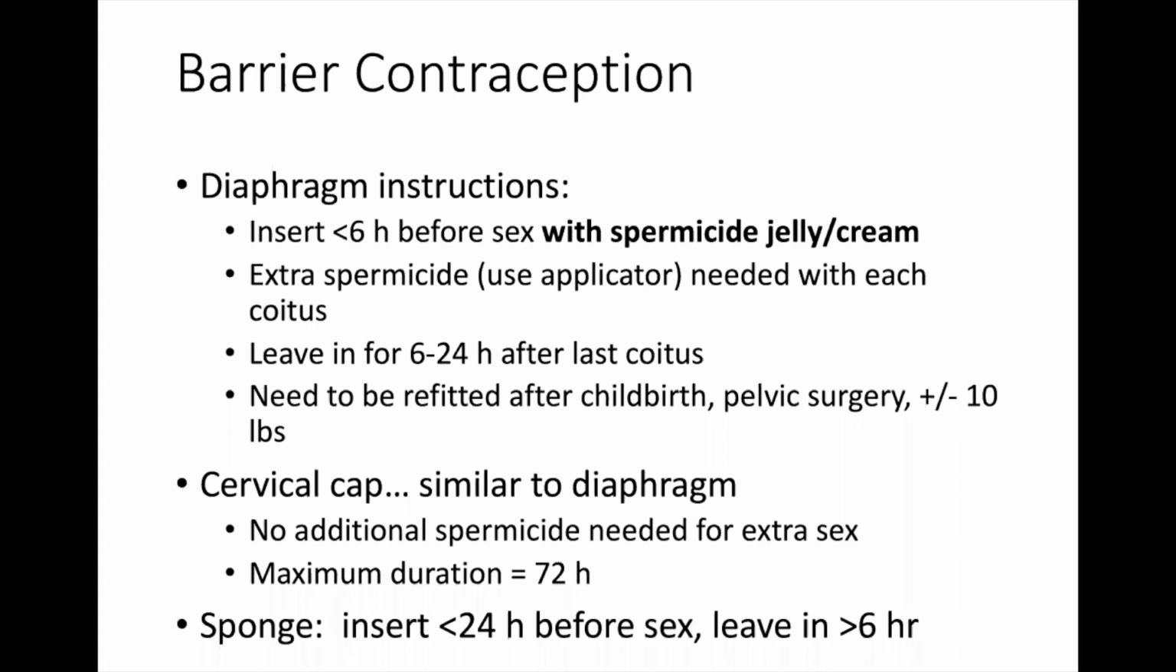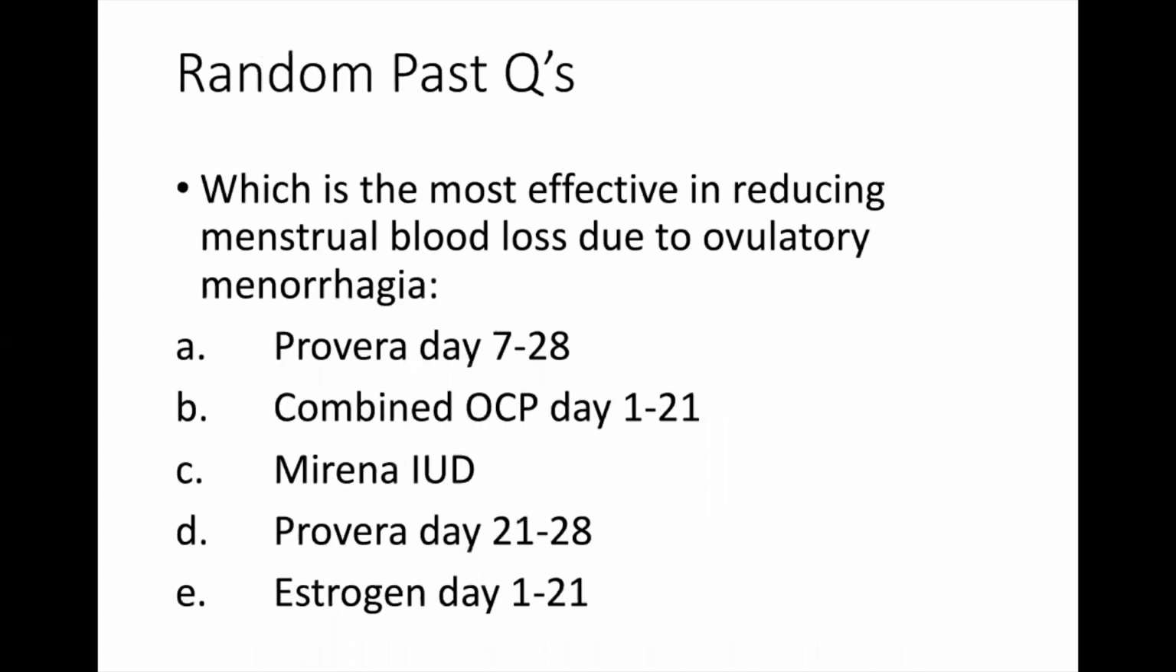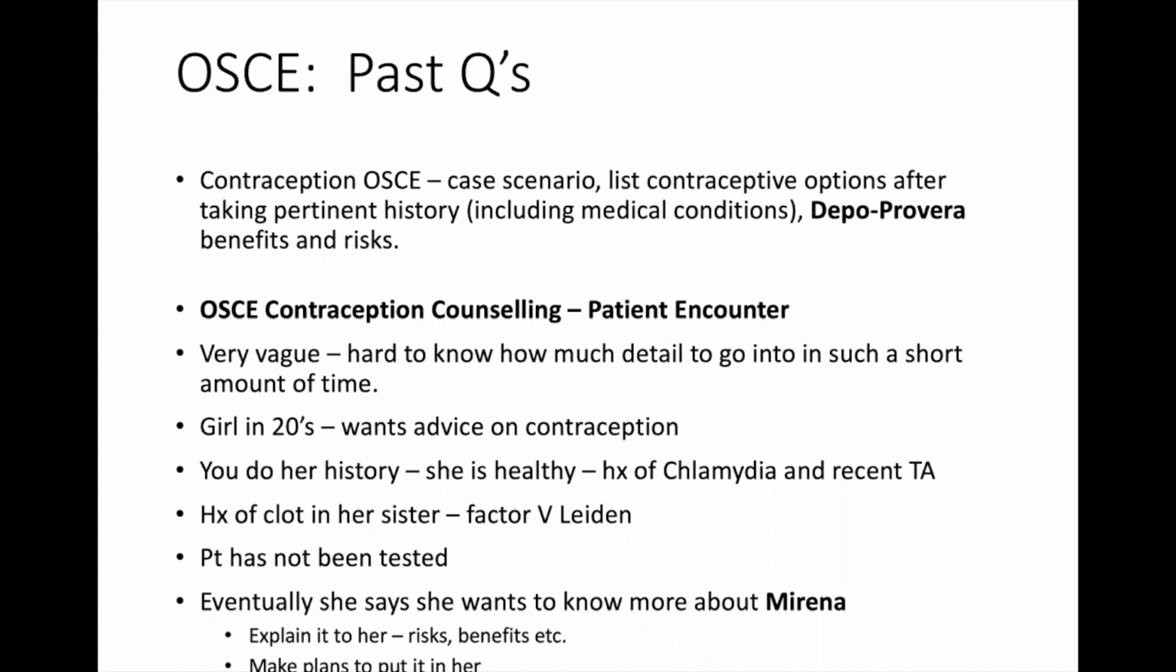A cervical cap is similar to the diaphragm, but no additional spermicide is needed for extra sex. The maximum duration is 72 hours. A sponge is inserted less than 24 hours before sex, and it's left in for more than 6 hours after. Past question: give instructions on using the diaphragm for contraception. This is the answer. Which is the most effective in reducing menstrual blood loss due to ovulatory menorrhagia? The Mirena IUCD has the highest amenorrhea rate and a high rate of decreasing the flow.